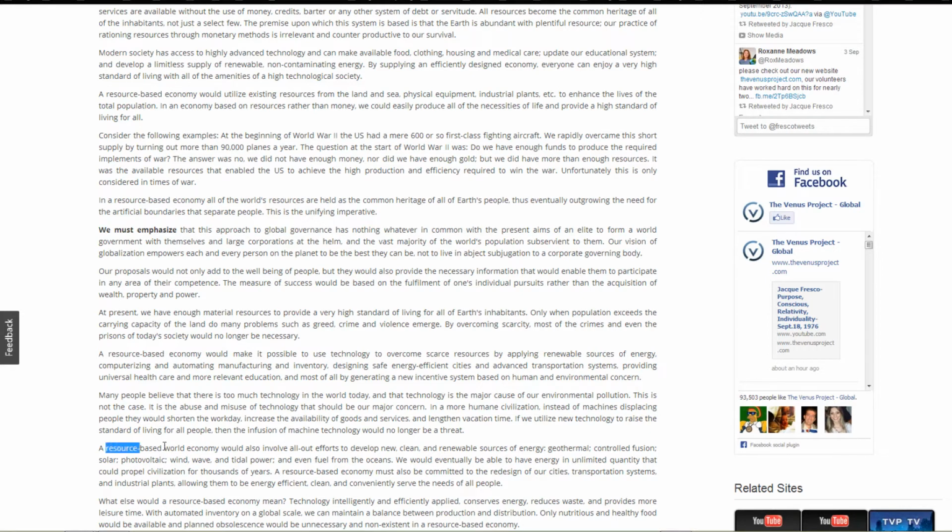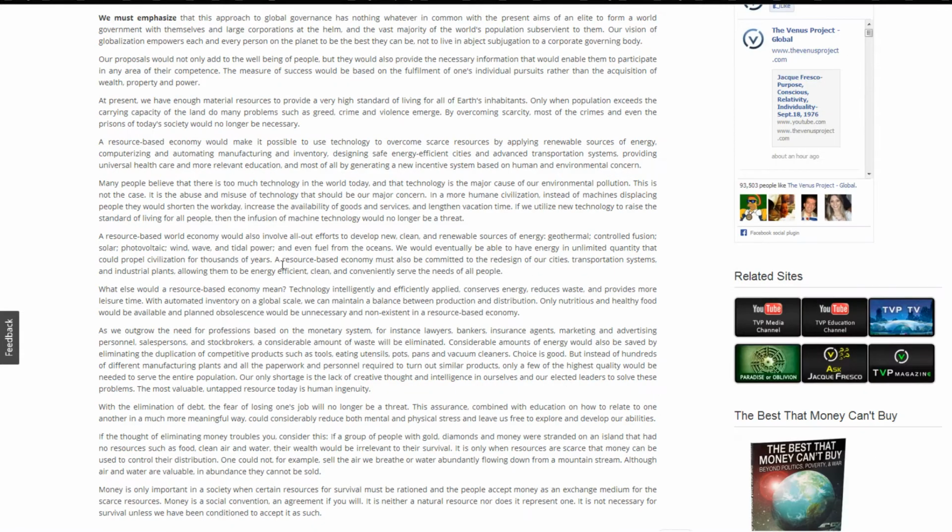Okay, so resource-based, never mind. Here's same sentence. Efforts to develop new, comma, clean, comma, and renewable source of energy. I would, for consistency, remove this comma. Again, last comma before the and. Another one, resource-based economy, capitalize. And again, if you want to do it, here's an extra comma.